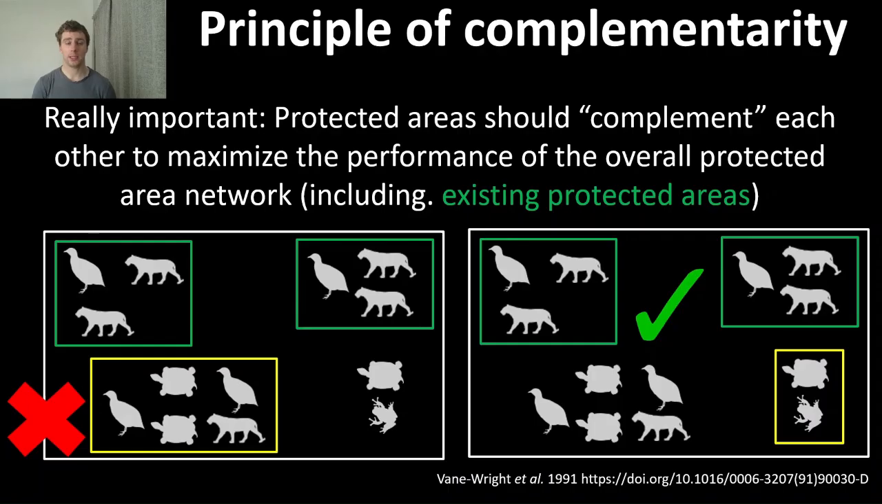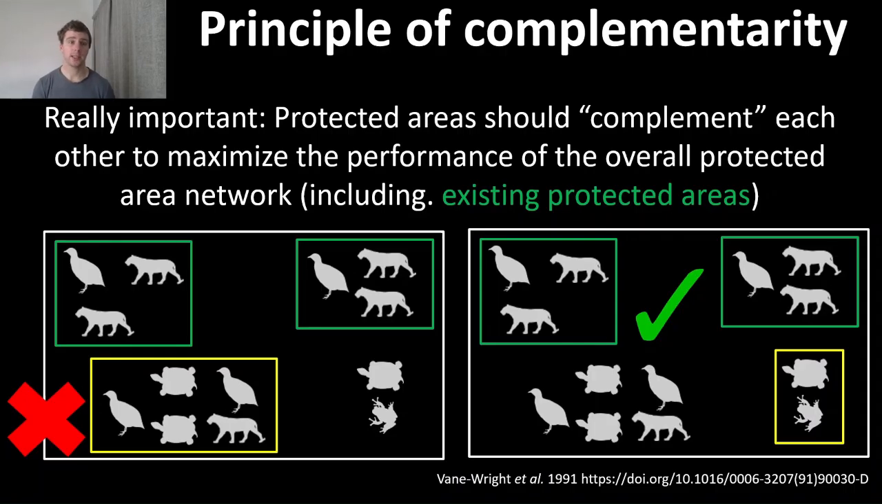So, for example, let's say you're in charge of managing this area. You've got two alternate plans that someone's presented to you. You've already got two existing protected areas here in this place, shown in green. You've already protected two populations of this bird species and four populations of the tiger. And you're trying to decide, am I going to protect the area on the left or the area on the right?